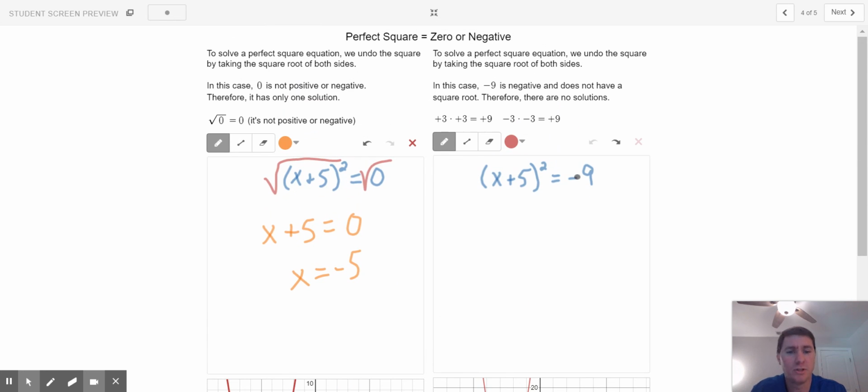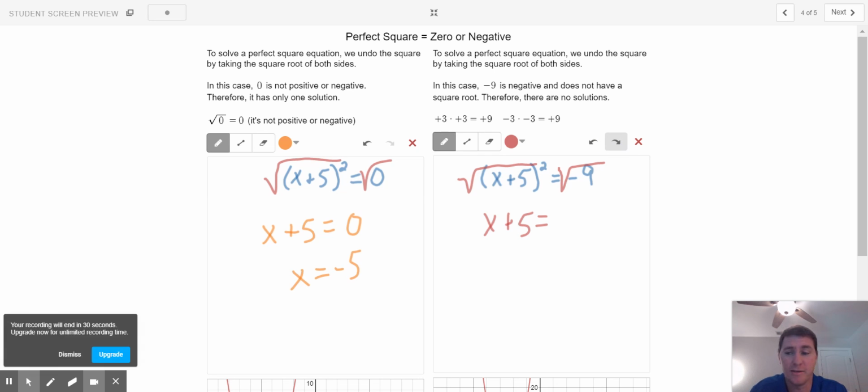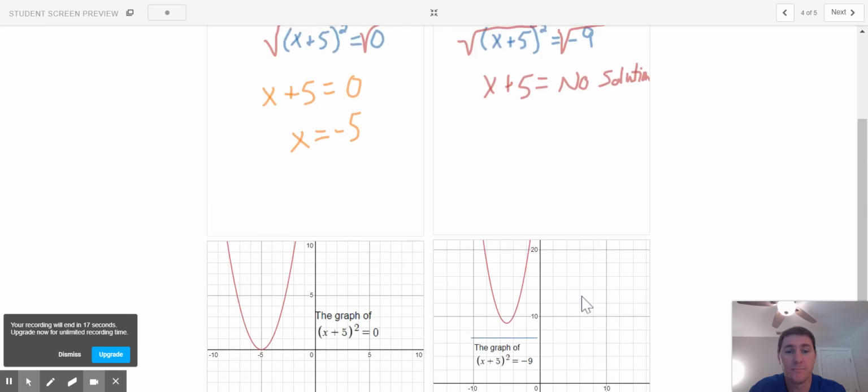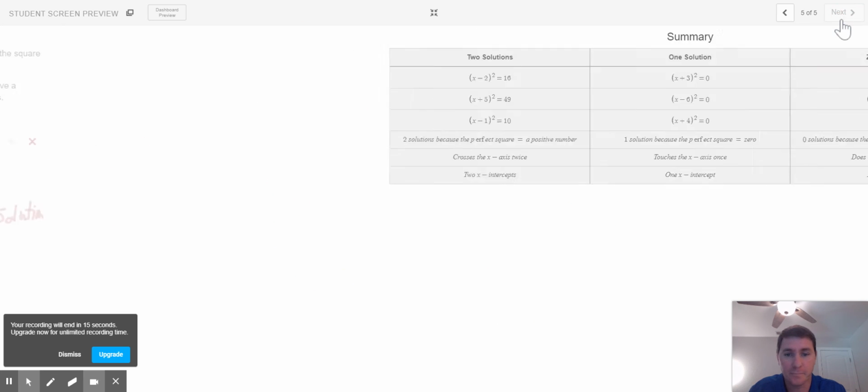Now let's look at what happens if we equal a negative number. We square root both sides, same step. We get x plus 5 equals the square root of negative 9. Now this is an interesting question. 3 times 3 is positive 9. Negative 3 times negative 3 is also positive 9. There's no way that we can multiply something by itself and get negative 9. So this has no solution. And on the graph, this parabola does not come down and touch the x-axis. It has no x-intercepts.